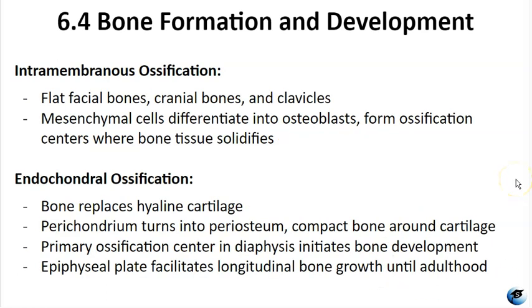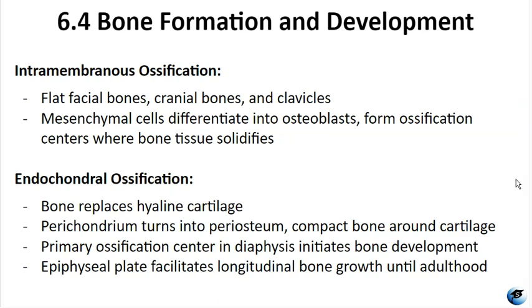Two primary pathways govern bone formation: intramembranous ossification and endochondral ossification. Regardless of the pathway, bone tissue remains the same. In intramembranous ossification, both compact and spongy bone directly originate from mesenchymal connective tissue sheets. This process is responsible for forming flat facial bones, most cranial bones, and the clavicles. Mesenchymal cells within the cranial bones, the embryonic skeleton, differentiate into osteoblasts, creating ossification centers where bone tissue solidifies.